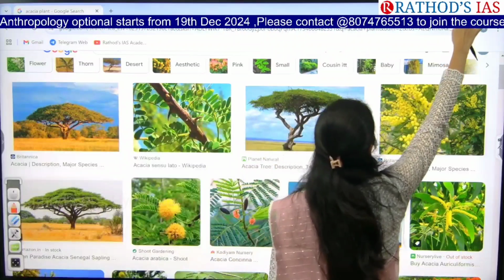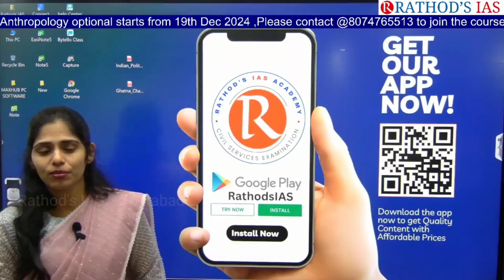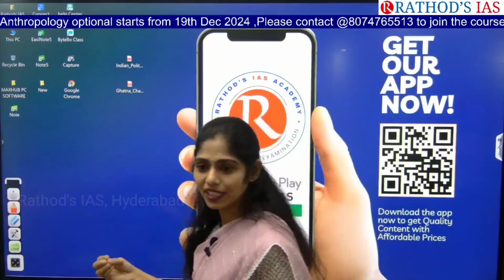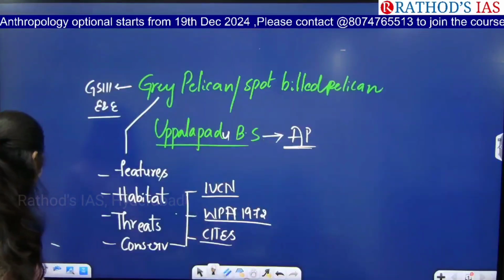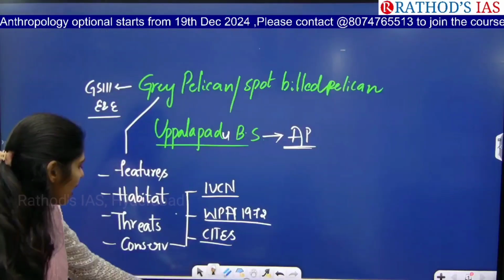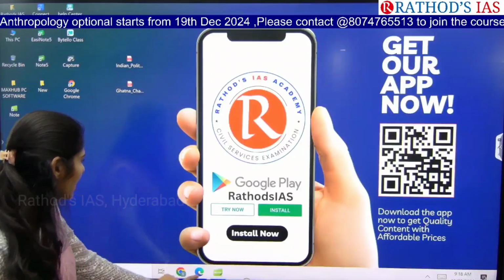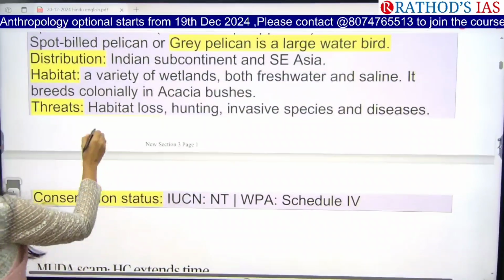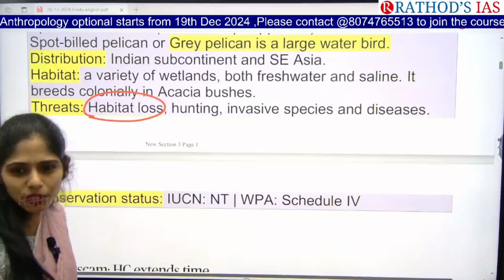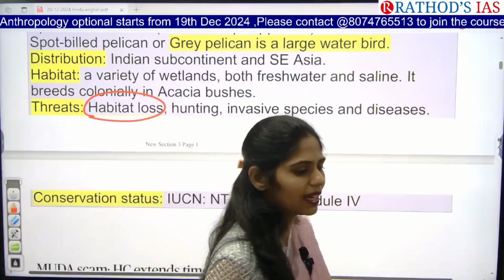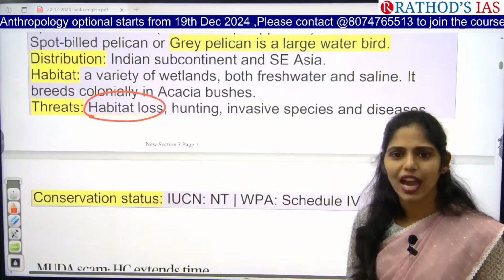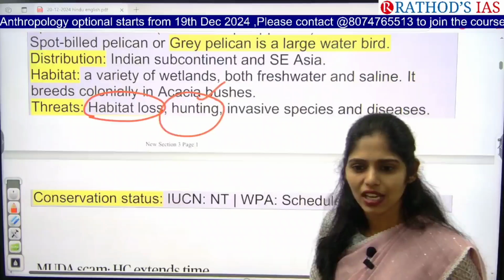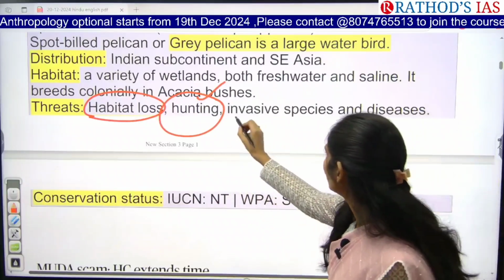So this is acacia, and on these plants, especially if you are from a rural background, you can see many cranes nesting on this tree. In the same way, this bird also has its breeding sites on these acacia bushes. Okay, and what threats do they have? Threats include habitat loss because of encroachment on the wetlands and because of developmental activities. Everything is decreasing the habitat of these animals. And this one is hunting. Many people consume the meat of these birds. So hunting. And this one is invasive species.